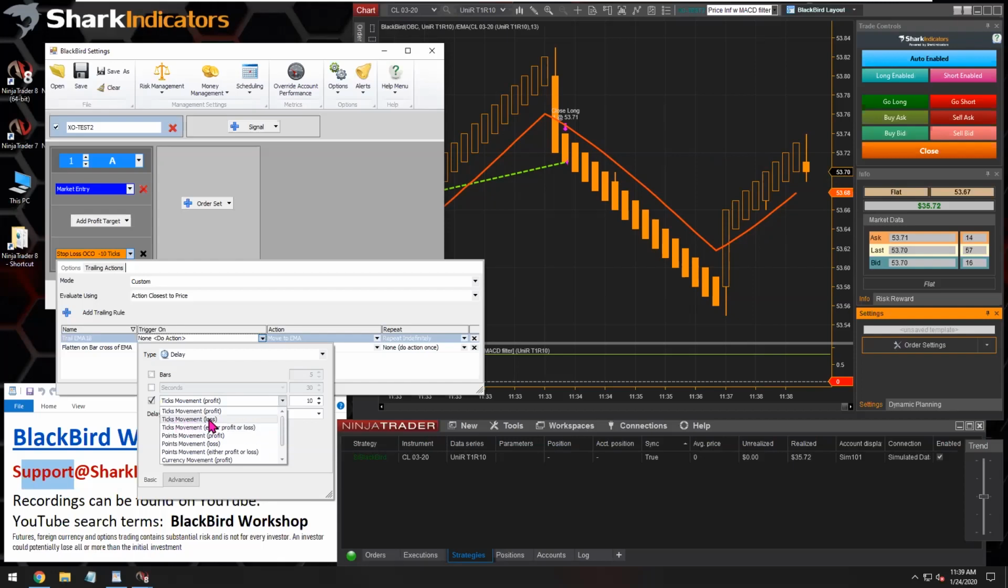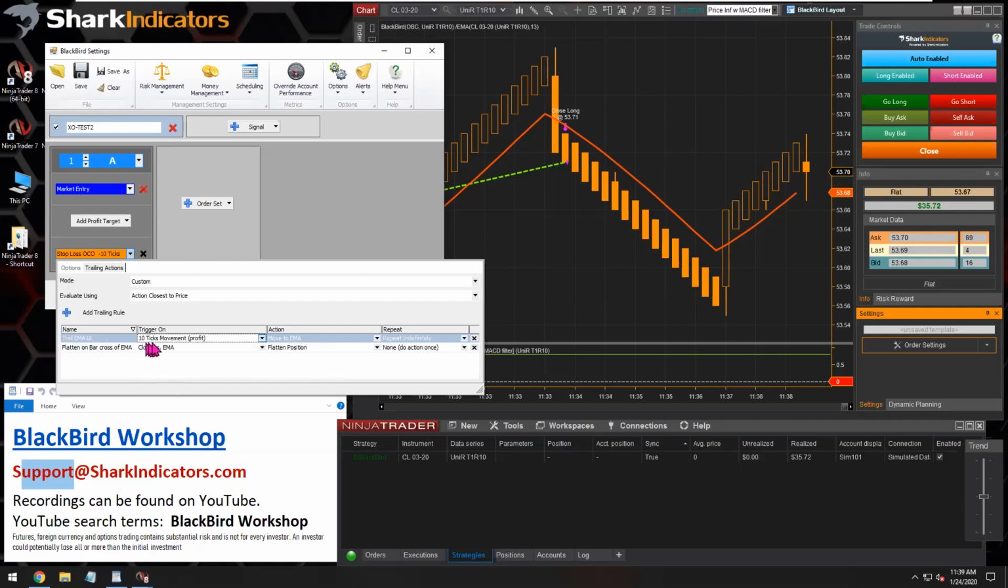You can look for a movement in a loss direction, so you can say, if the market moves 10 ticks against my trade, that would be 10 ticks in loss, or 10 ticks in either profit or loss. You can also use points of movement. If you're trading stocks, maybe you want to use points, or if you're trading a higher time frame on the ES futures, you might want to use points instead. And then of course there's currency, so if you want it to be a dollar amount or a euro amount.